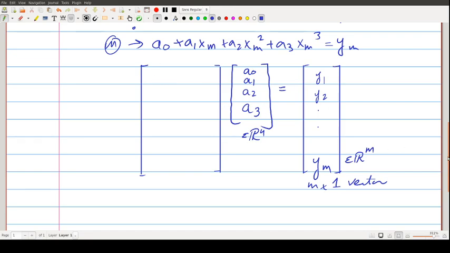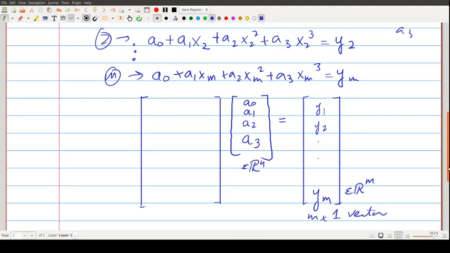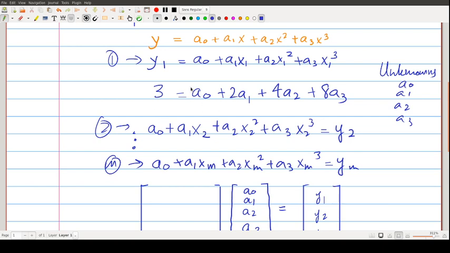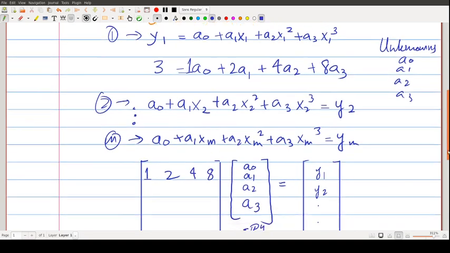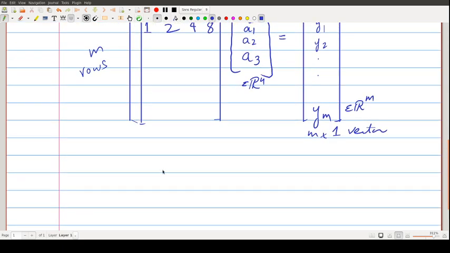And of course over here I have all of these coefficients, right? So how many of these will I have? Let's suppose in the first equation the coefficient of a naught was 1, so this is 1, coefficient of a1 was 2, so 2, coefficient of a2 was 4, so 4, 8. So I have 4 columns, and because I have m data points, I have m rows and 4 columns, right? So for this problem we have an m by 4 matrix, which is A.